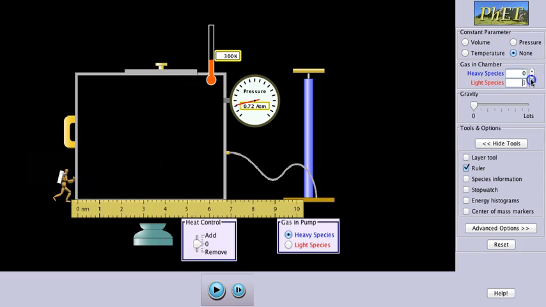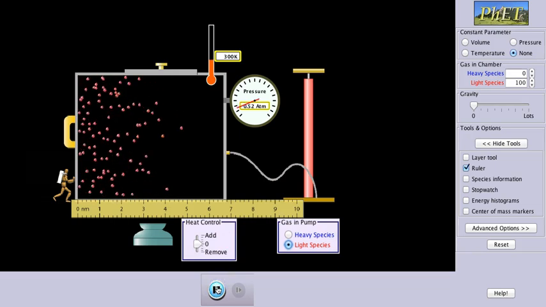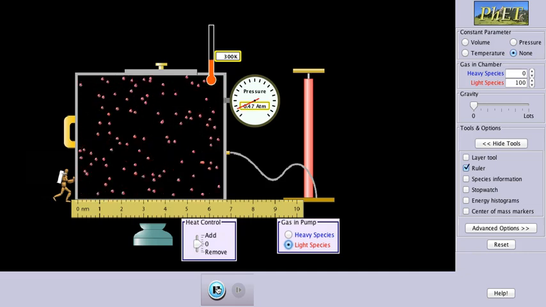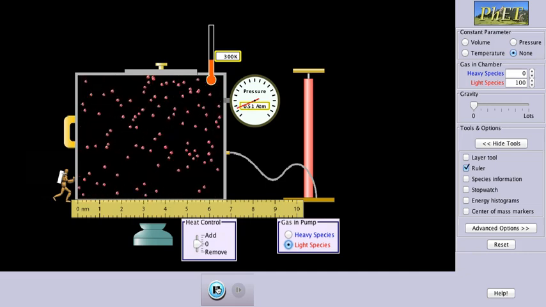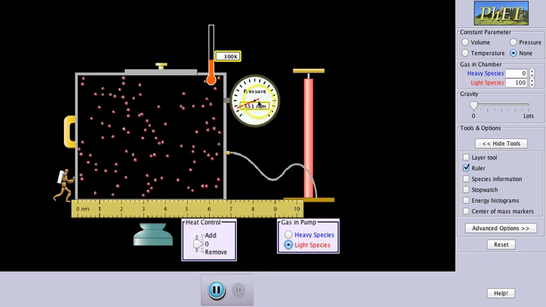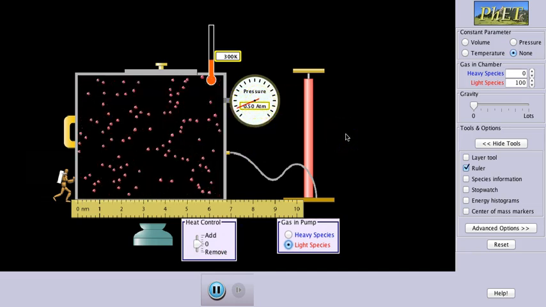and instead we're going to add 100 particles of the light species. Note the change in the color of the pump. Restarting the sim. Note the change in motion and the change in pressure. How are these factors related?